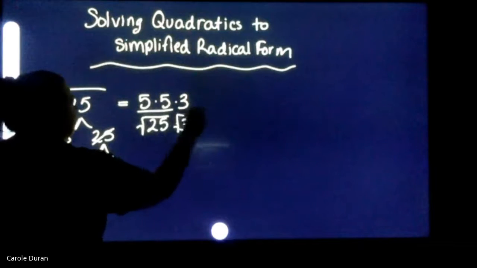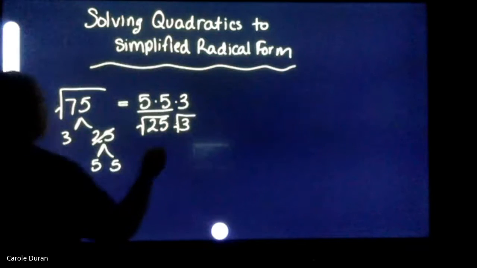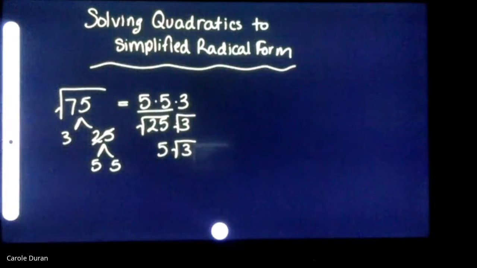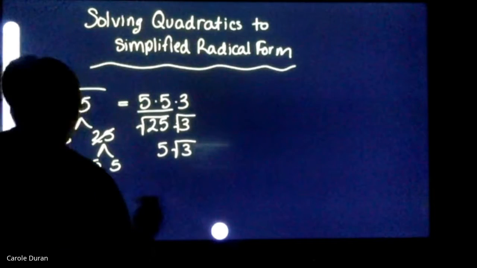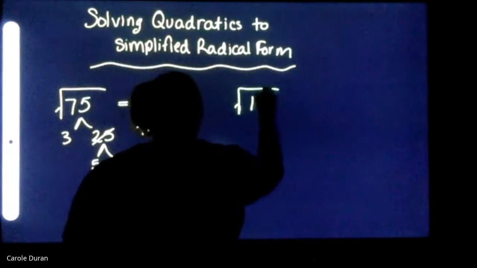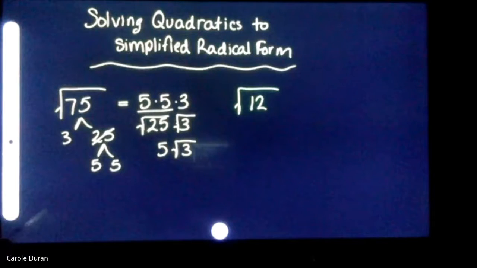So I go ahead and I take the square root of each of these individually. I know the square root of 25 is 5. And the square root of 3 just stays because I cannot take a perfect square out of that. So the square root of 75 simplifies into 5 times the square root of 3. Another practice, let's go ahead and do the square root of 12. On your own, please. Go ahead and simplify or reduce the square root of 12.